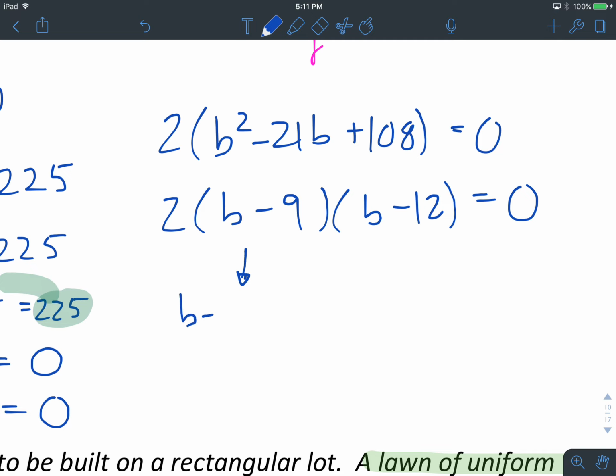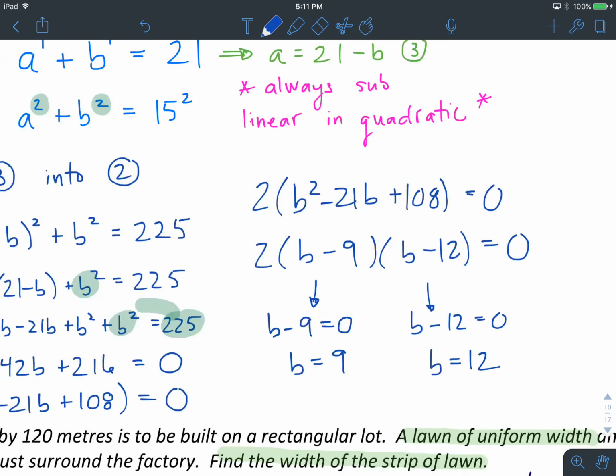So we have b minus 9 equals 0. We transpose negative 9 to the other side by adding 9 to both sides. And we transpose negative 12 to the other side of the equation by adding 12 to both sides. So we have two possible answers here.